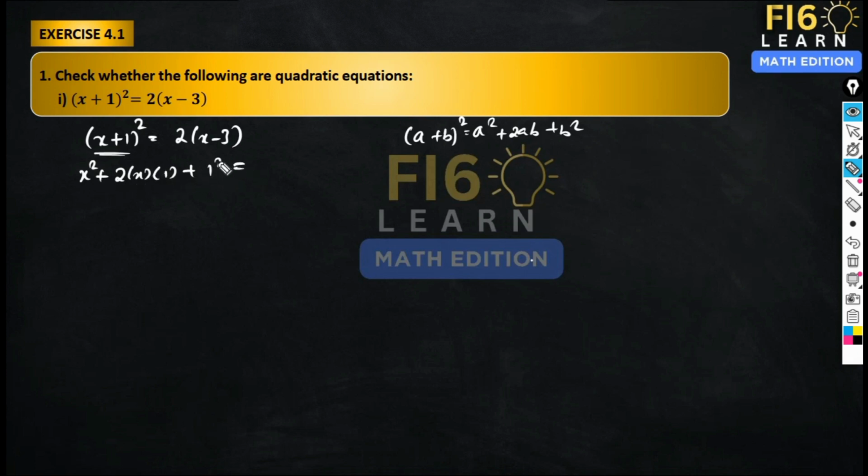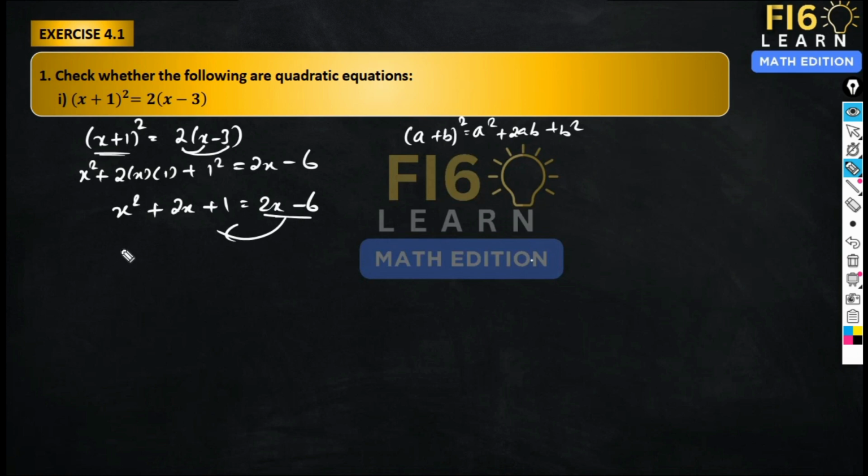And then on the right hand side, you have to multiply the 2 inside the bracket. So 2 into x will be 2x and 2 into minus 3 will be minus 6. So you will get x square plus 2x plus 1 is equal to 2x minus 6. Now you can take these two terms to the left side.